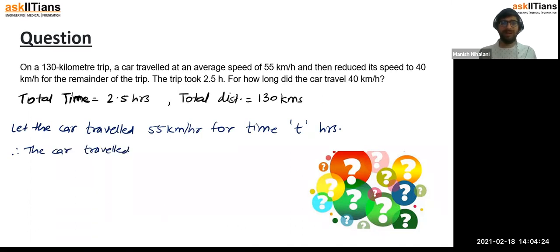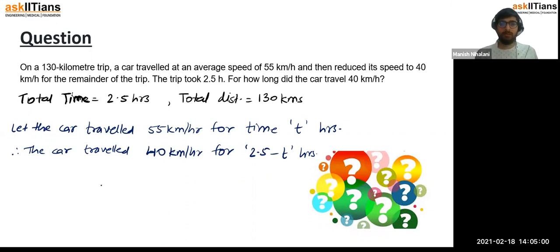बाद में driver got tired and he reduced the speed to 40 kilometers per hour for time 2.5 minus t hours, right? Because total time तो 2.5 है, so मान लेते हैं अगर t हमारा 1 hour है, राइट? 1 hour हो गया, सो 2.5 में से 1 चला गया, तो 1.5 hours remaining 40 kilometers per hour पे है. We are asking for how long did the car travel 40 kilometers per hour. So if we find t, then we can just subtract it from 2.5 and we'll get how long it will take.